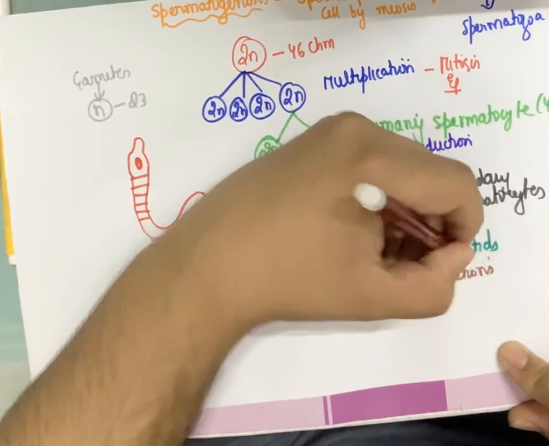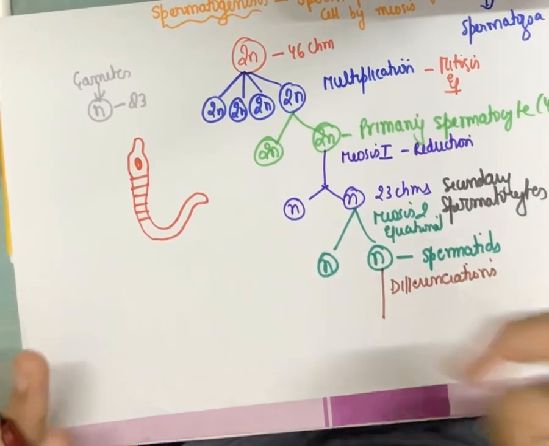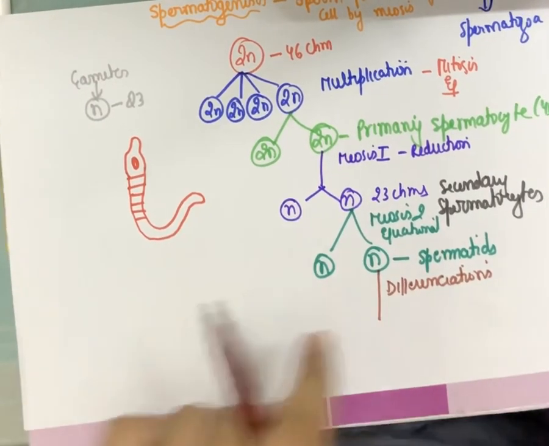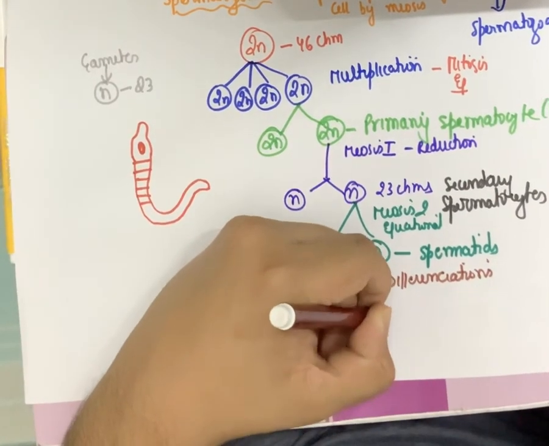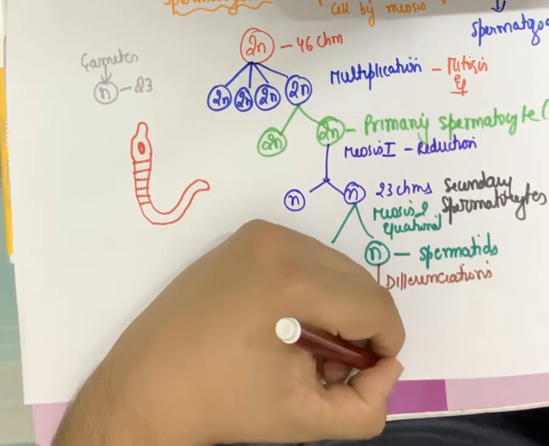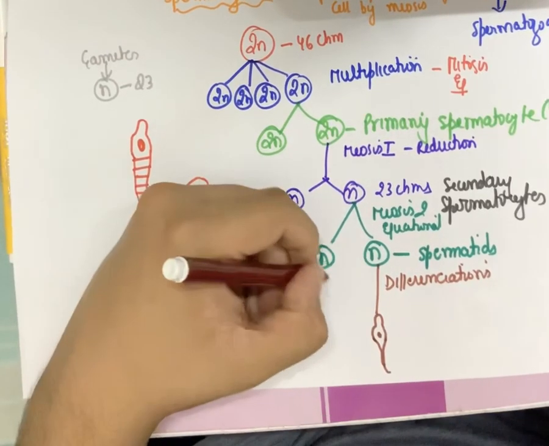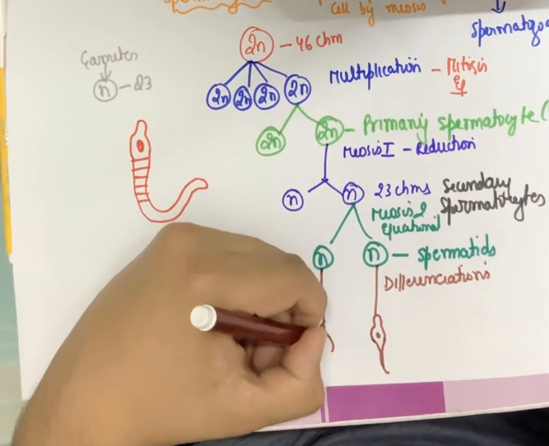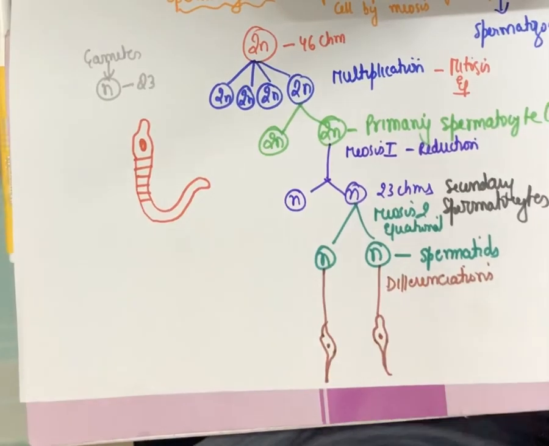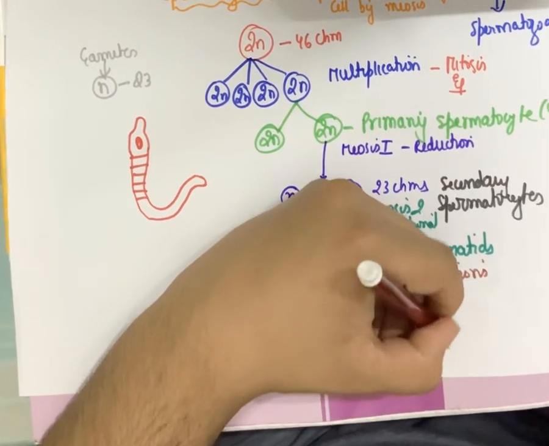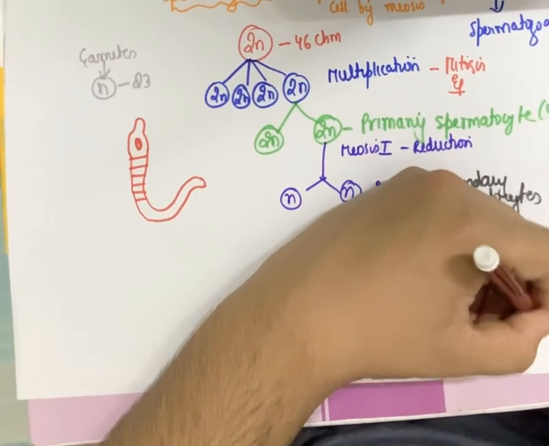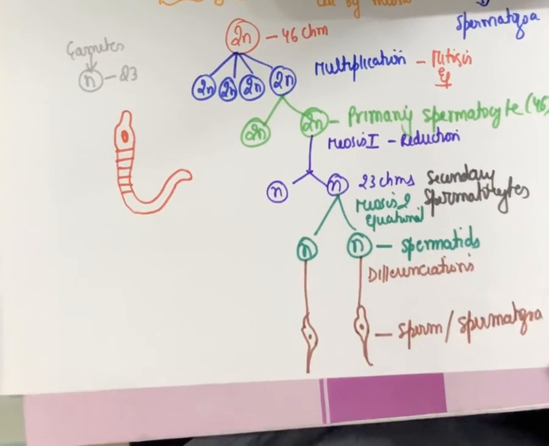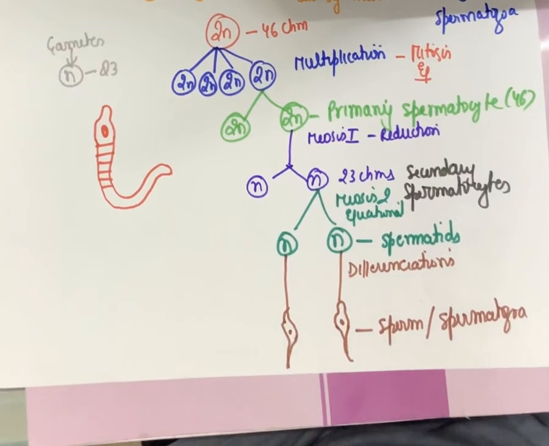Now cell division is important to increase the number of cells. Differentiation changes the shape and structure of the cell. This structure has to form this structure. So this will undergo differentiation and will form the sperm. One sperm here. This will also undergo differentiation to form another sperm here. And here we get the sperm. Sperm is also called spermatozoa. Sometimes this word spermatozoa is also used, and that is only the sperm.